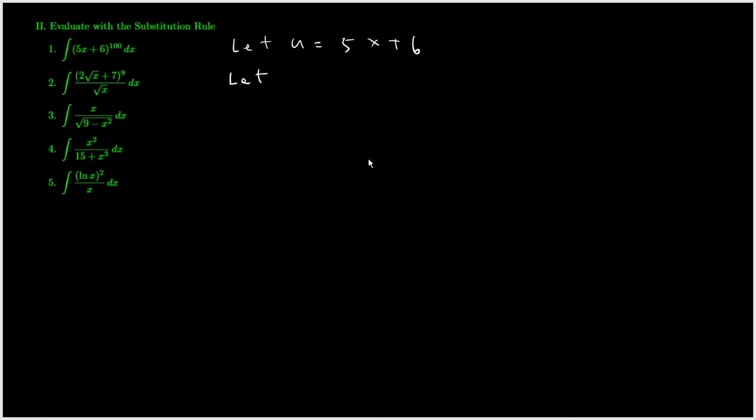For question 2, I will tell you how to choose u. Choose u to be 2 square root of x plus 7. By that I mean choose u to be the whole thing in the brackets on the numerator. I will even give you du. For question 2, you differentiate u. So you want to recall the derivative of square root of x is equal to 1 over 2 square root of x. You can use that formula.